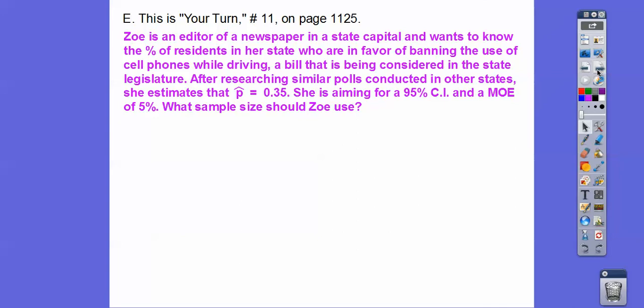Zoe is an editor of a newspaper in a state capital and wants to know the percent of residents in her state who are in favor of banning the use of cell phones while they're driving. And these are handheld cell phones. I just took that out to save some spacing in my text right here. While driving, so a bill that is being considered in the state legislature. So after researching similar polls conducted in other states, she estimates, okay, here's our p hat. This time they give us p hat, so we're going to do p hat times 1 minus p hat. Okay, she's aiming for a 95% confidence interval and a margin of error of about 5%. What sample size should Zoe use?